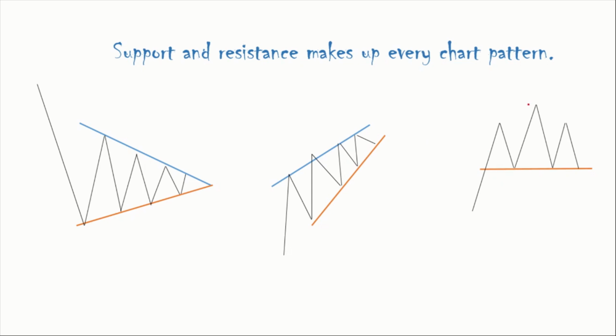Then we have a head and shoulders pattern over here. Head and shoulders patterns have necklines. With this head and shoulders pattern, the neckline right here is acting as the horizontal support level of the pattern.